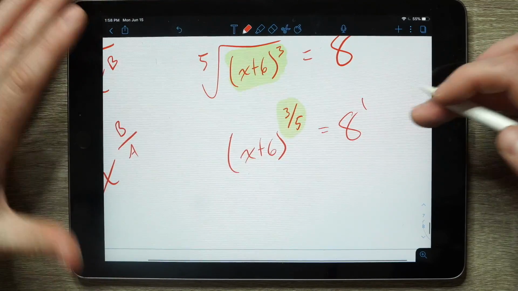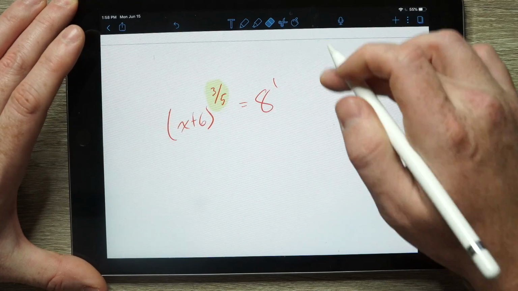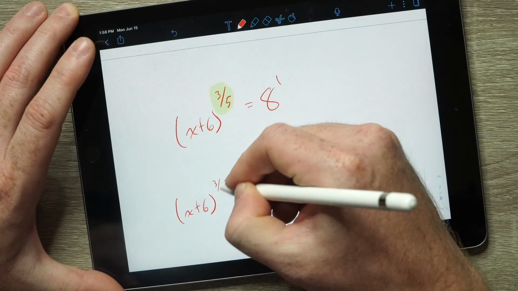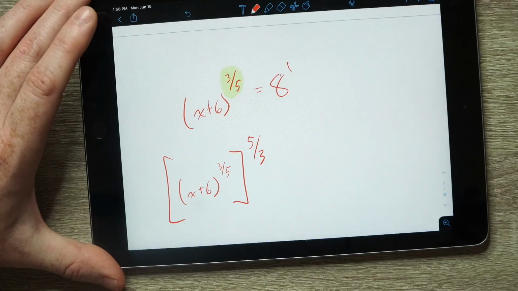So the way we do that is we multiply by the reciprocal power, or we raise each side, rather, to the reciprocal power. So if our left-hand side is the power 3/5, then we'd want to flip that upside down, and we'd want to raise... Exactly. What that's going to do for us on the left-hand side is basically x plus 6 to the 3/5 all to the 5/3.